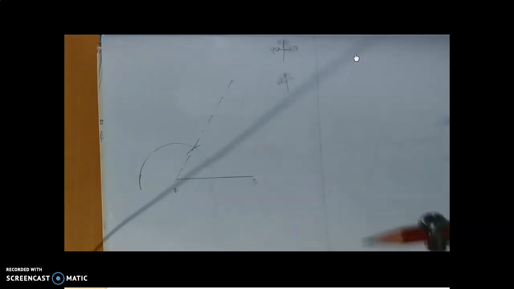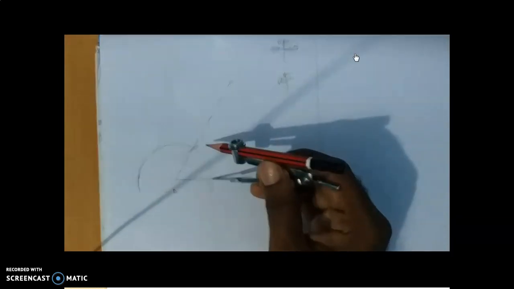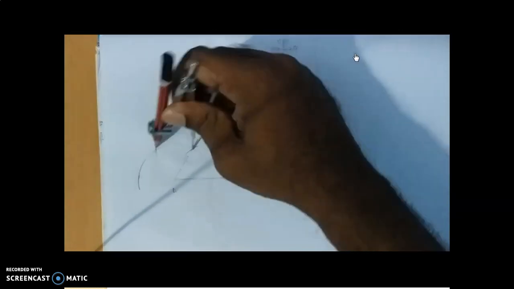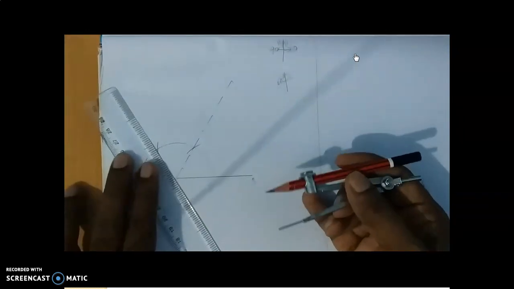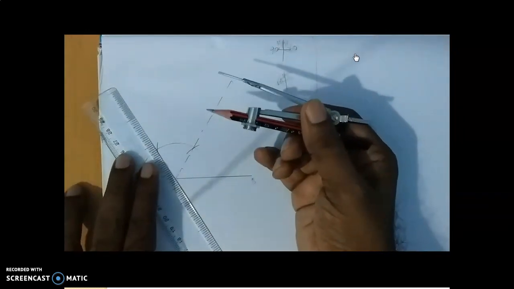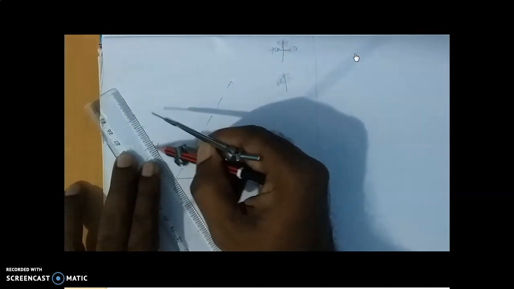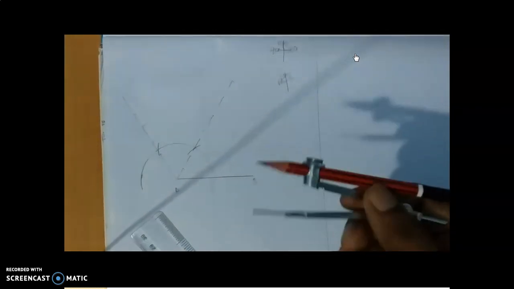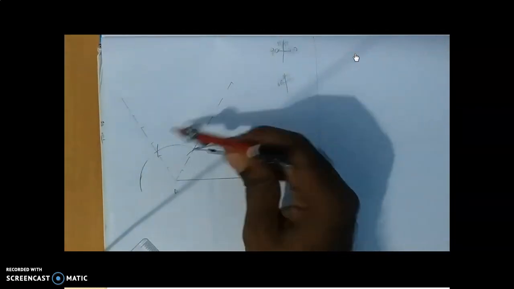Next we need to construct 90 degree. So how can we construct 90 degree? By drawing 120 degree. For 120 degree, again make this as a center, the same measurement, draw one arc. So this is nothing but 120 degree. This is also a dotted line. And next I'm going to bisect these two. Then only we will get 90 degree here.